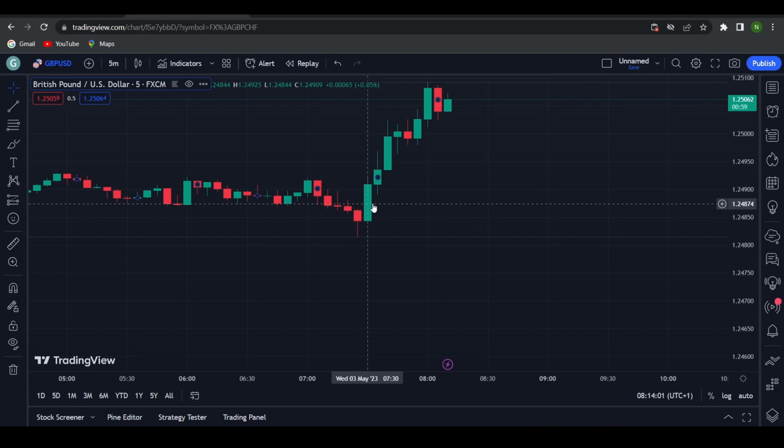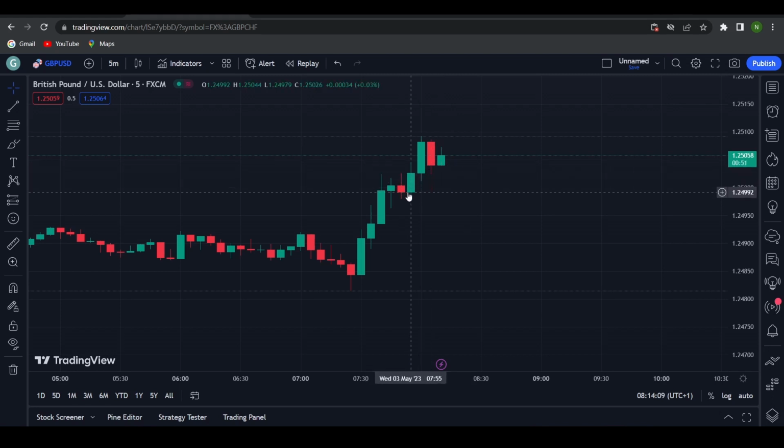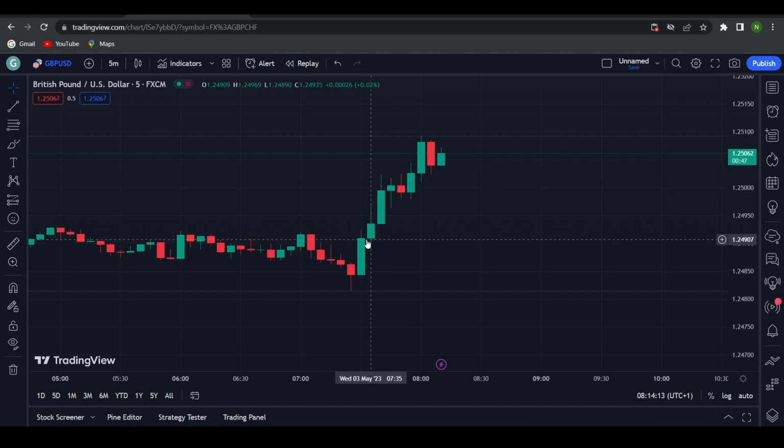The opening price of a candle is the previous candle's closing price, and this goes on and on. You can see that each of the candles aligns the closing and opening price, and you can now understand how things work with candles. And hopefully this video was useful to you.